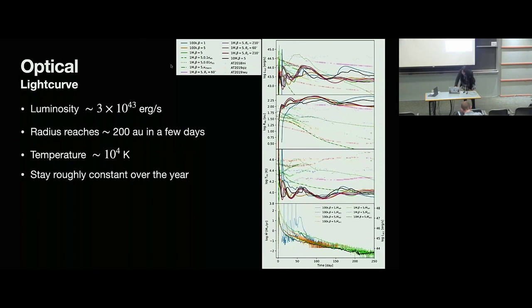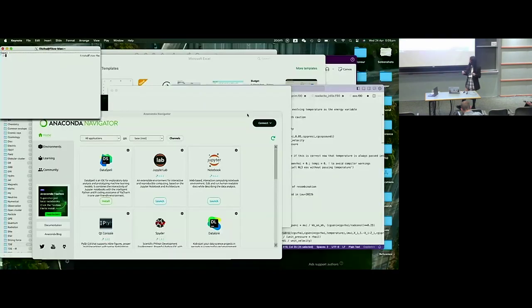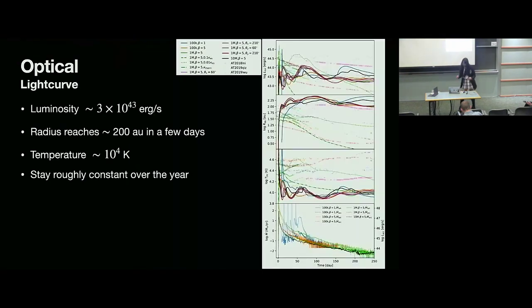So green ones are like the previous ones with different opacities, and we also try to get a light curve from different viewing angles. Those are just a bunch of mass here, and so that means it's almost identical in different viewing angles, so you can't really tell any difference.